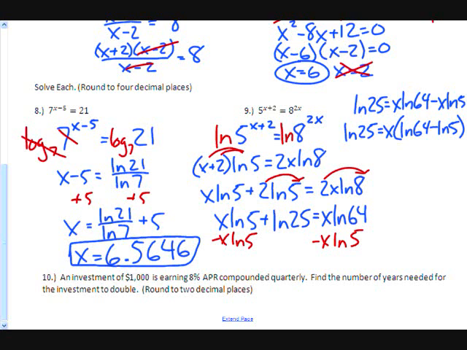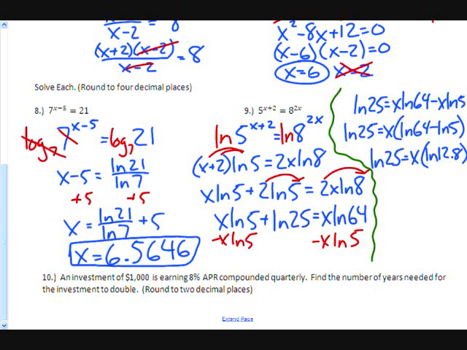And now to make this even simpler, I've got two logarithms of the same base being subtracted inside the parentheses here. I can rewrite that as one logarithm of the two things being divided. So that's going to be the natural log of 25 equals x times the natural log of 64 divided by 5, which I believe is 12.8. And what that does is it just makes it a lot simpler for me to plug into my calculator.